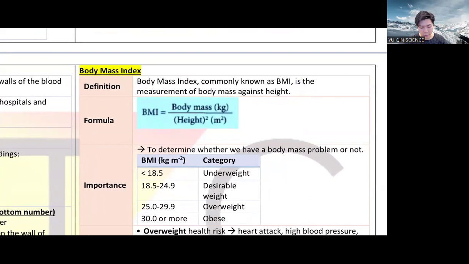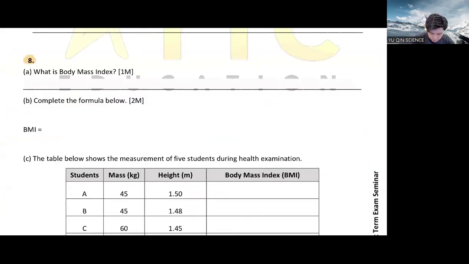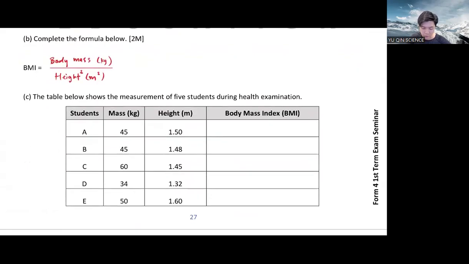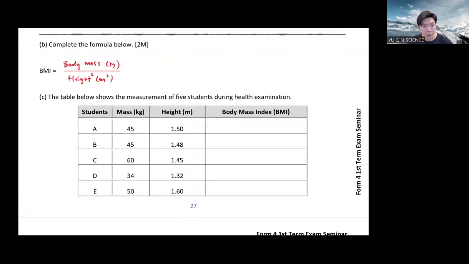Okay, good. Okay, the next one we will write down the formula, right? Formula. Body mass in terms of kg over height square. Okay, height square. So the unit becomes meter square. Your height has to be in meter, but the table already gives you in meter, so not a big problem. Sometimes the question gives you in cm, like 175 cm. Then you have to change it to 1.75 meter.